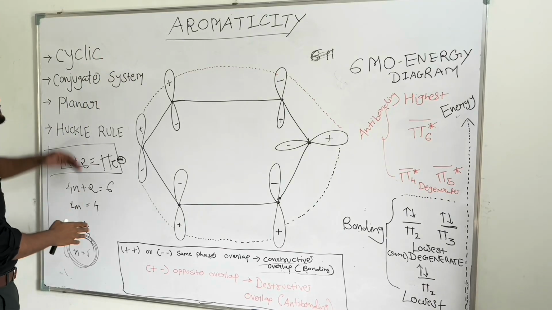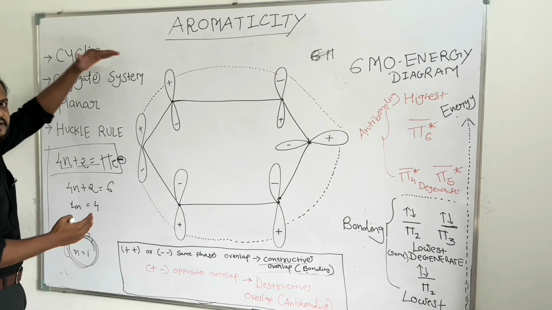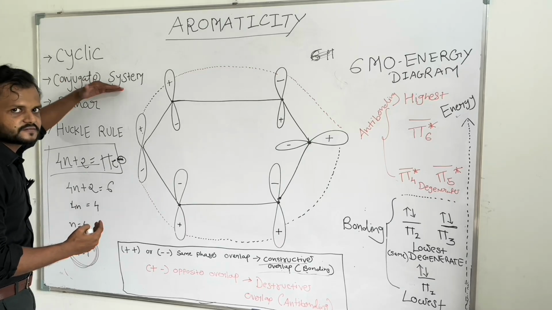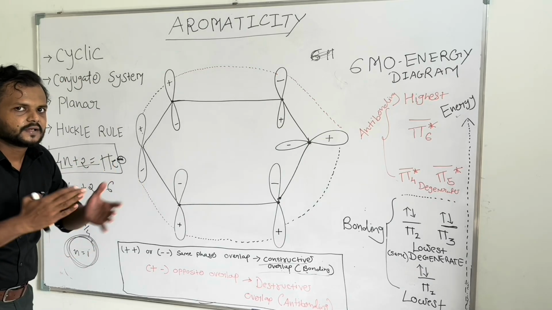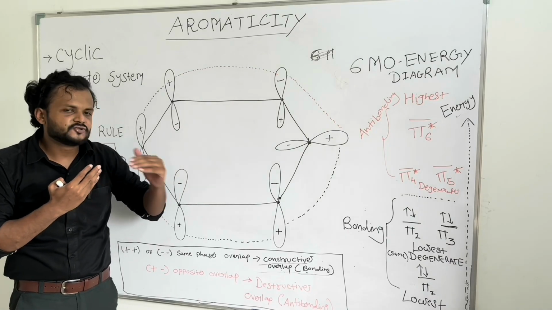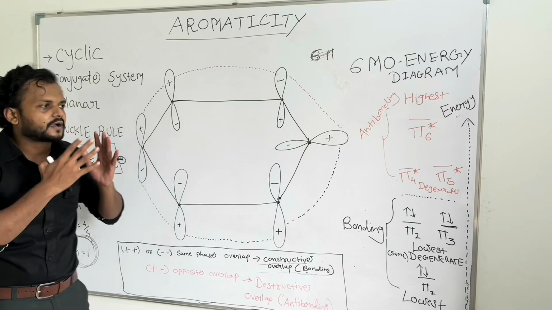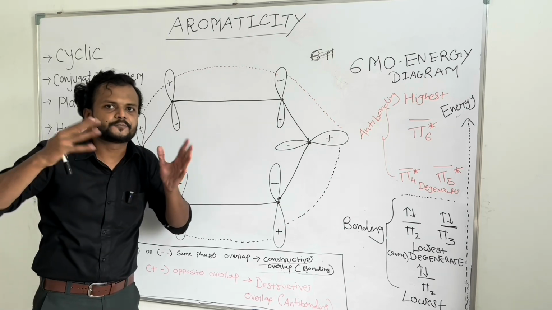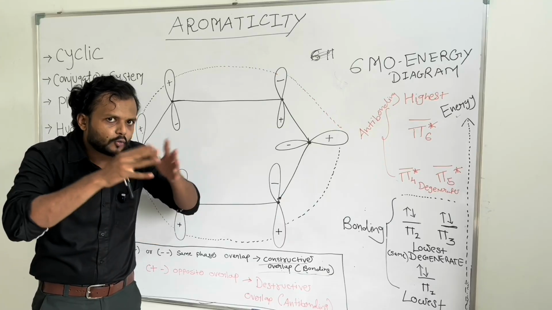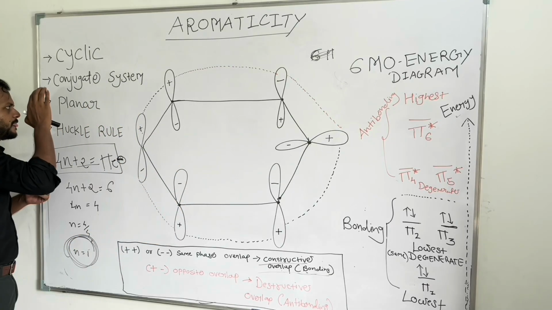The first condition is that the compound should be cyclic. The second condition is that there should be a conjugated system. What is a conjugated system? It's a sigma bond, then a pi bond, sigma bond, pi bond. That conjugation provides continuous overlapping of p orbitals. So if the overlapping is there, delocalization can take place.